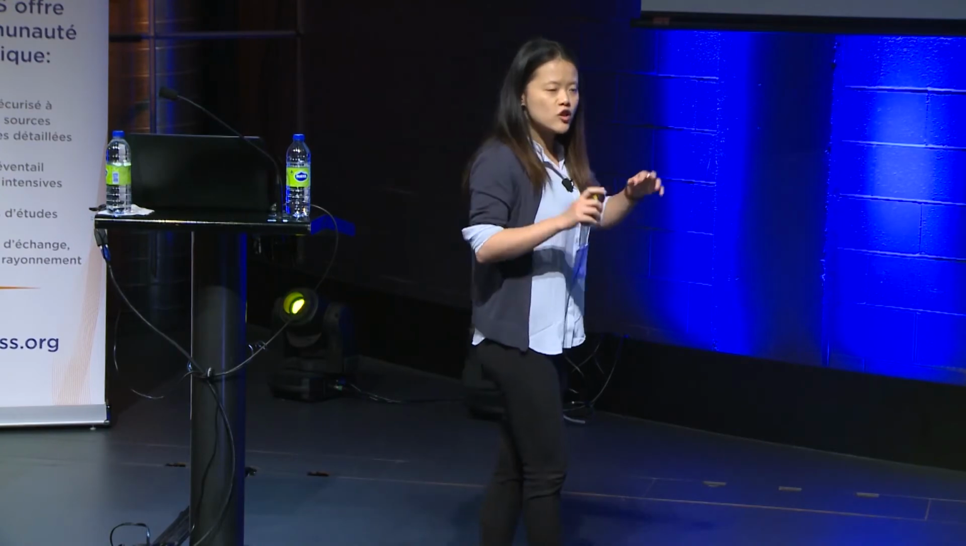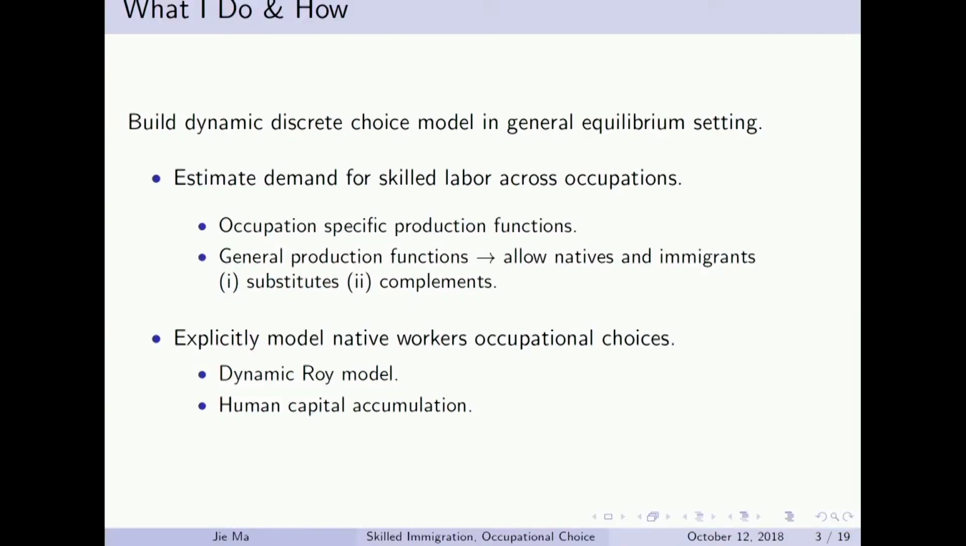So to give you a general idea without introducing a model, let me tell you what I do in this model. It's a general equilibrium model with a dynamic discrete choice. Let me start with the labor demand side. From the labor demand side, I have an occupation-specific production function. This production function is general enough to allow native and foreign workers to be substitutes or even complements.